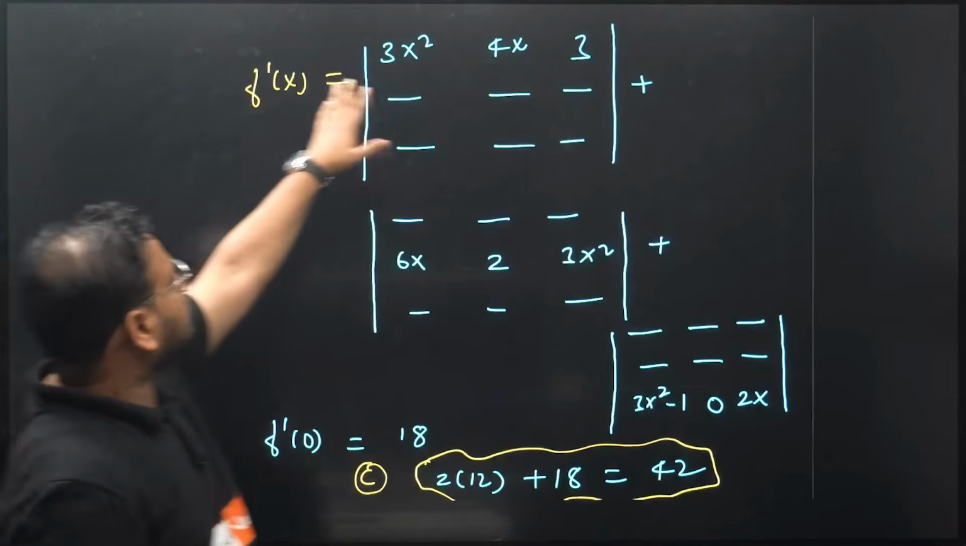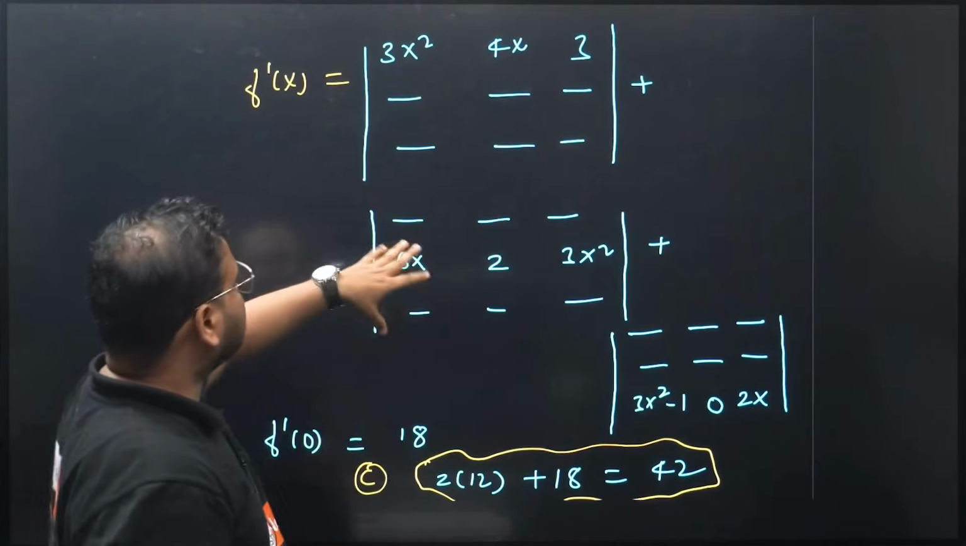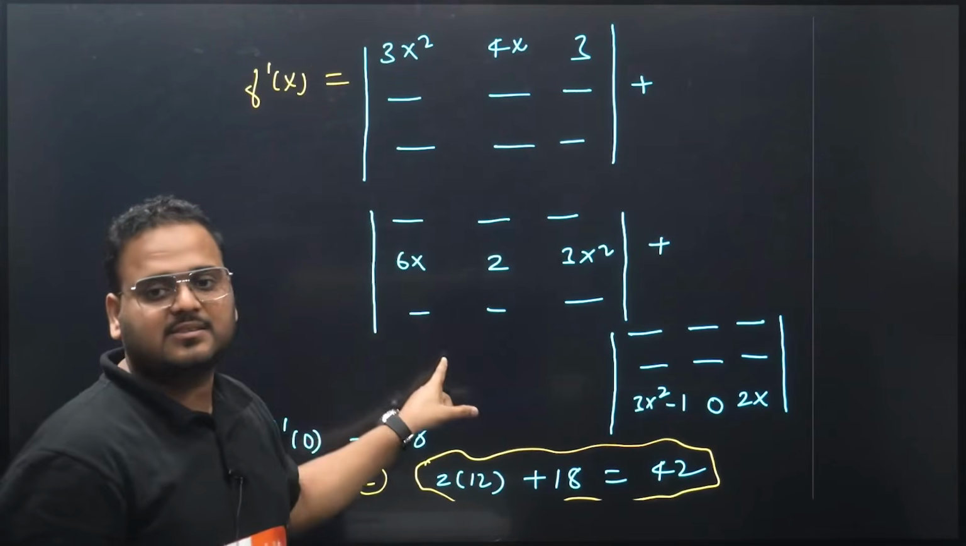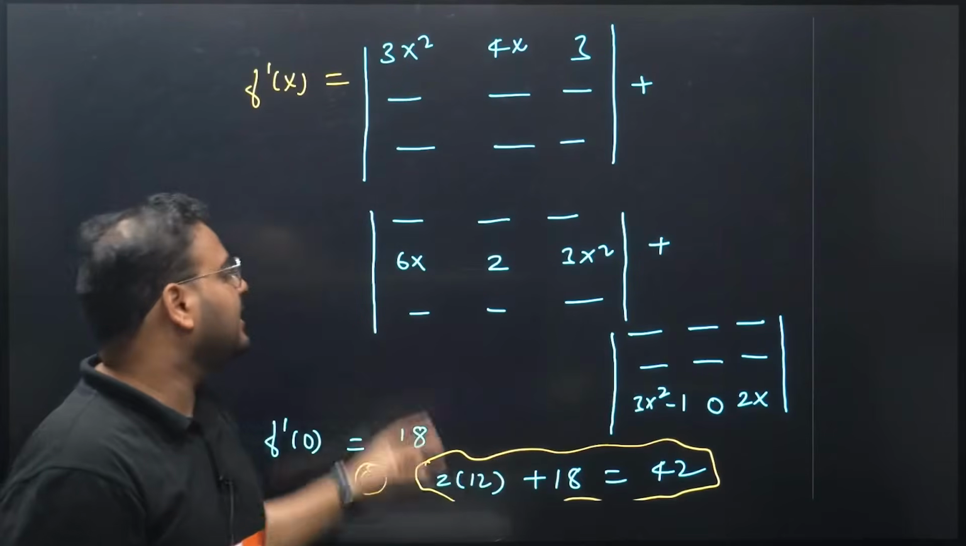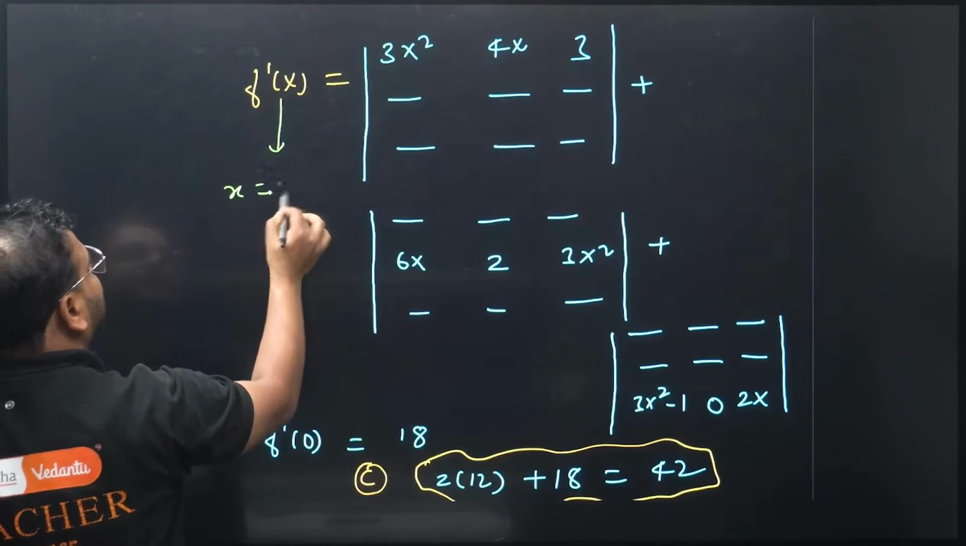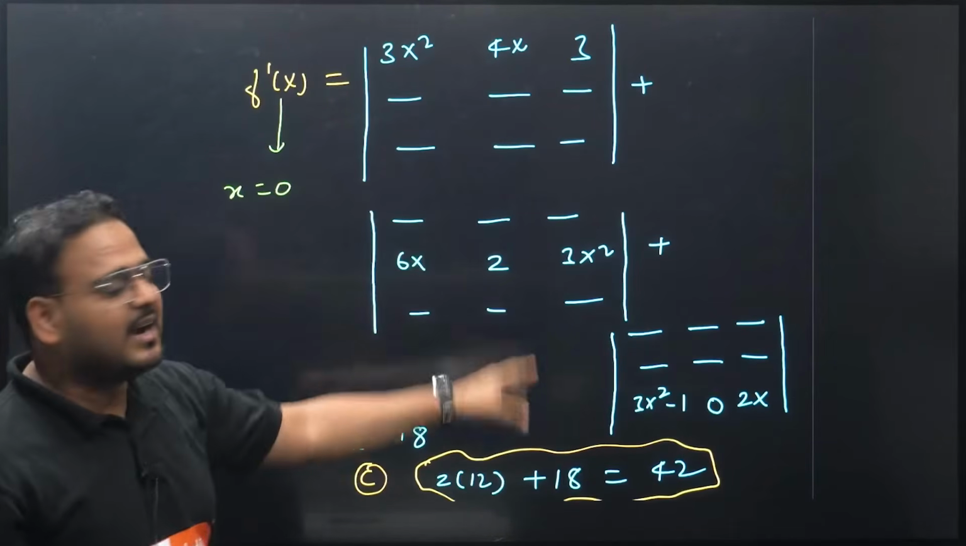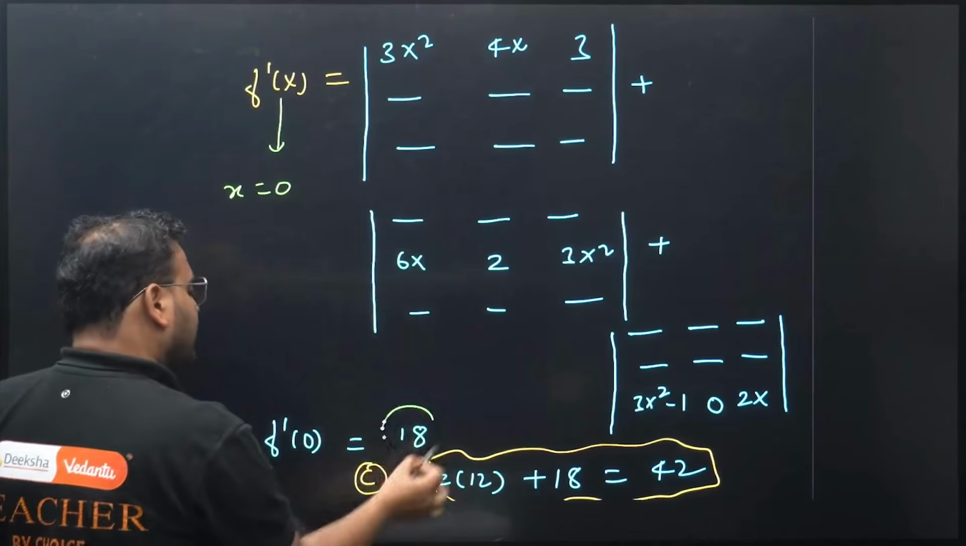So have a look. First the derivative is done for row 1, the other 2 as they are. Again the same thing, first and third rows are kept as they are, second row's derivative, and like that. And then after doing that, substitute x value as 0. You will have 3 separate determinants. Find that, you get the answer coming as 18.